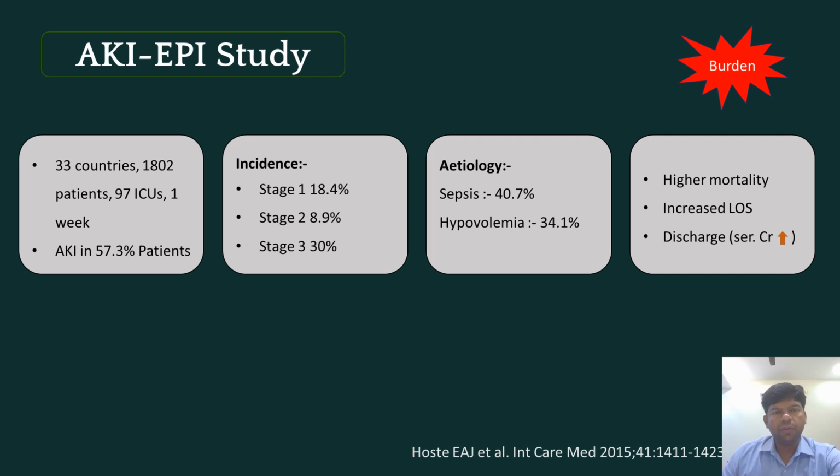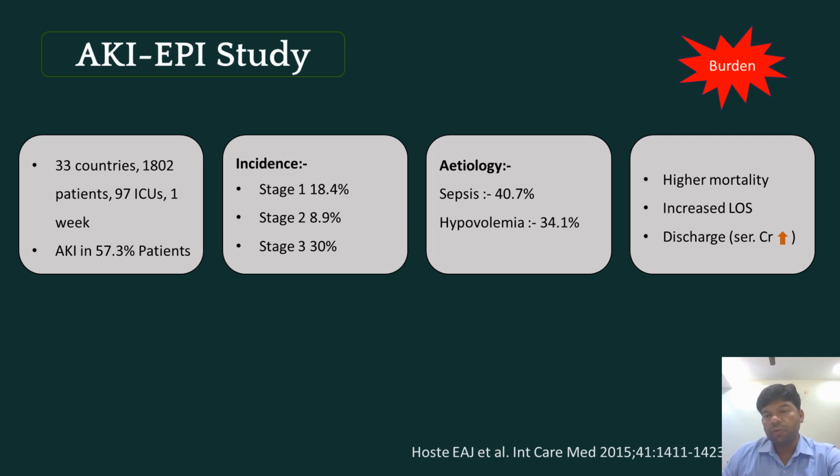This is the AKI-EPI study, an epidemiological study done over 33 countries, including 1800 patients almost, collecting data from 97 ICUs, and all the data was collected within 1 week of ICU admission, as it is a cross-sectional study. 57.3% of patients, more than 1000 patients, developed acute kidney injury. See the incidence of stage 3 is 30%. They found the most common etiology of AKI in critically ill patients is first sepsis and second hypovolemia.